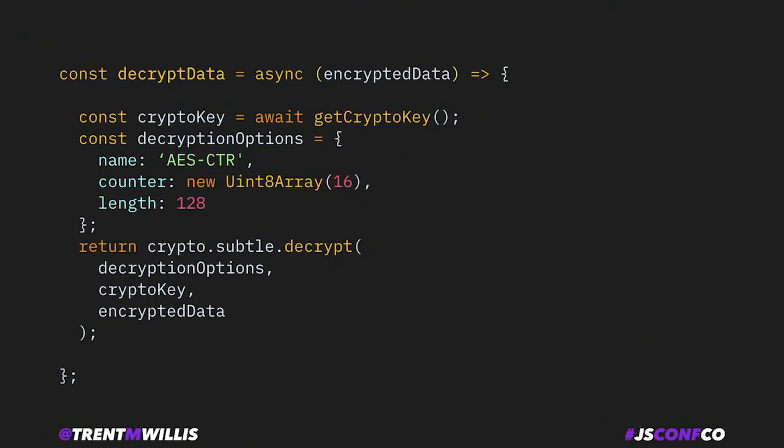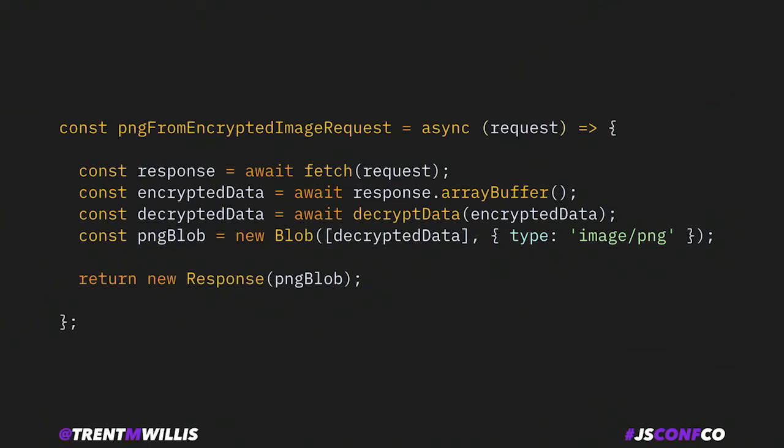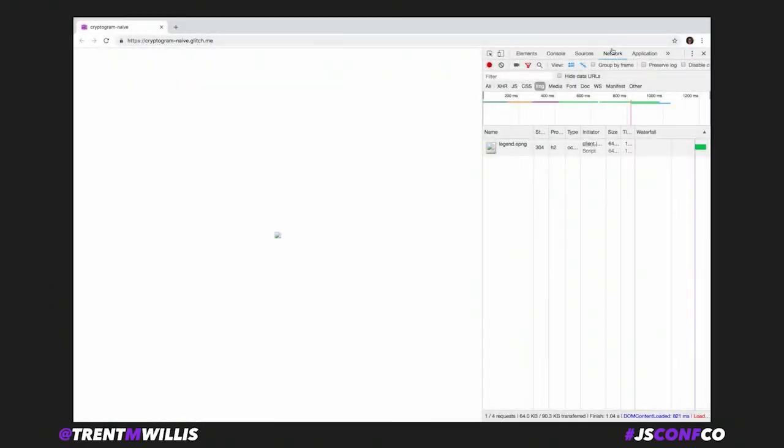And so finally, we use the crypto.subtle.decrypt method and pass it our options, our key, and our data, and return it. This will return us a promise, which will resolve with the decrypted data. But thankfully, since we can use async await, it's much more readable than having to do a bunch of .thens. And so with that in place, that's actually all the code that we need in order for this to work. So let's take a look at a demo.